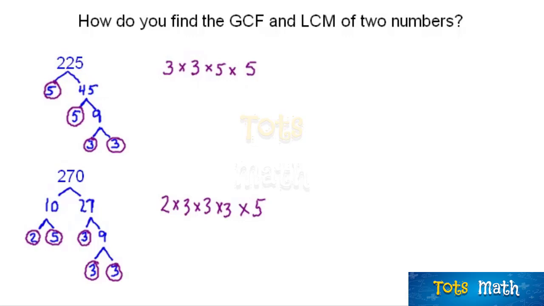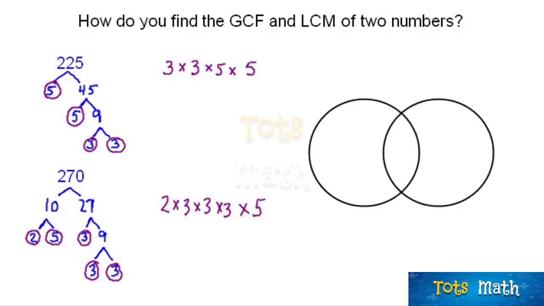And what can I do with that information? Well, I'm going to use a Venn diagram to organize this a little better for us. A Venn diagram is a set of overlapping circles. The circle on the left will represent the prime factorization of the number 225. The circle on the right will represent the prime factorization of the number 270. In the space where the two circles overlap, or intersect, is where I'll place the numbers that are in common to both prime factorizations.